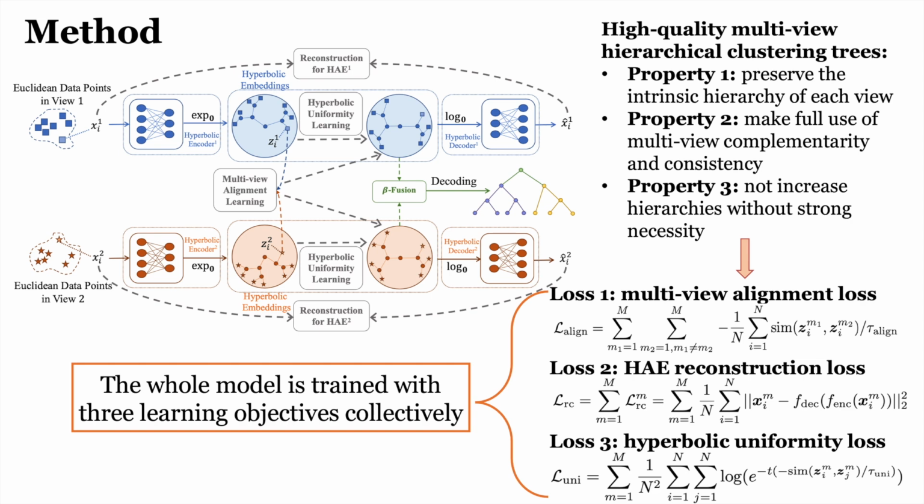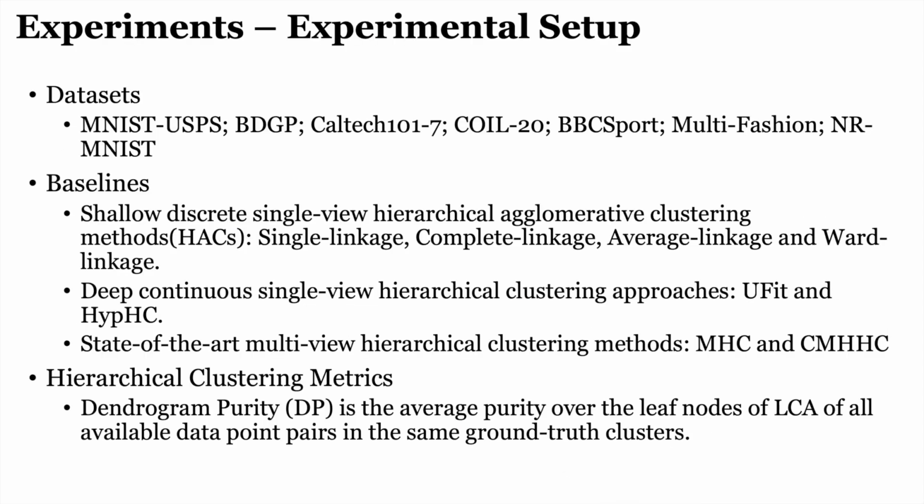We conduct our experiments on 7 real-world multi-view datasets, and compare to 3 kinds of hierarchical clustering methods, including shallow discrete single-view hierarchical agglomerative clustering methods, deep continuous single-view hierarchical clustering methods, and state-of-the-art multi-view hierarchical clustering methods. Unlike partitional clustering, clustering trees can provide diverse granularity cluster information when the trees are truncated at different altitudes. So we validate hierarchical clustering performance via the dendrogram purity measurement.